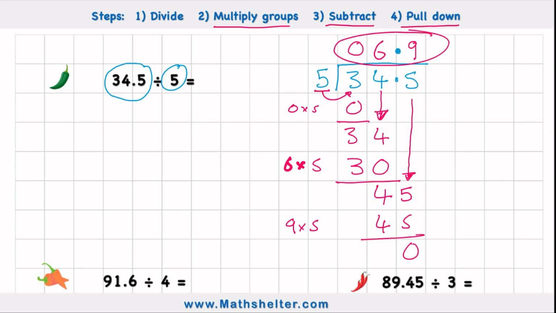So my answer to 34.5 divided by 5 is 6.9. I'm being very careful to include the decimal place.